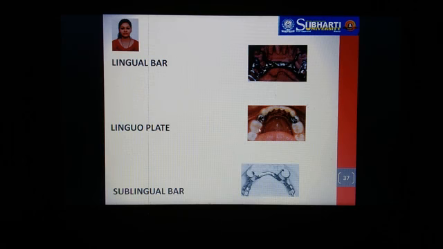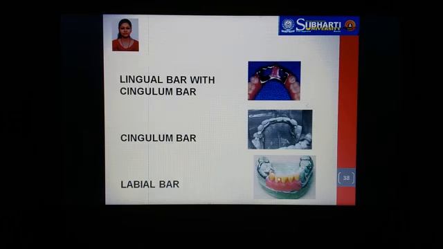Next is the lingual plate. You can see it is covering the cingulum portion of the teeth. Third is the cingulum bar. You can see it is a bar. Next is the lingual bar with cingulum bar, that is, a combination of a lingual bar as well as a cingulum bar. Fourth is the cingulum bar, which is going to extend on the cingulum. And lastly is the labial bar, that is going to be extended on the labial portion.